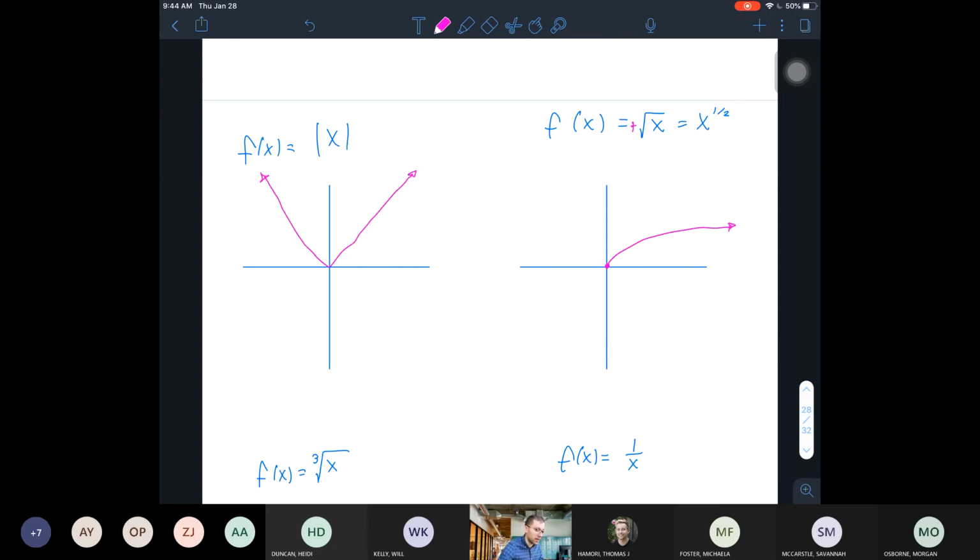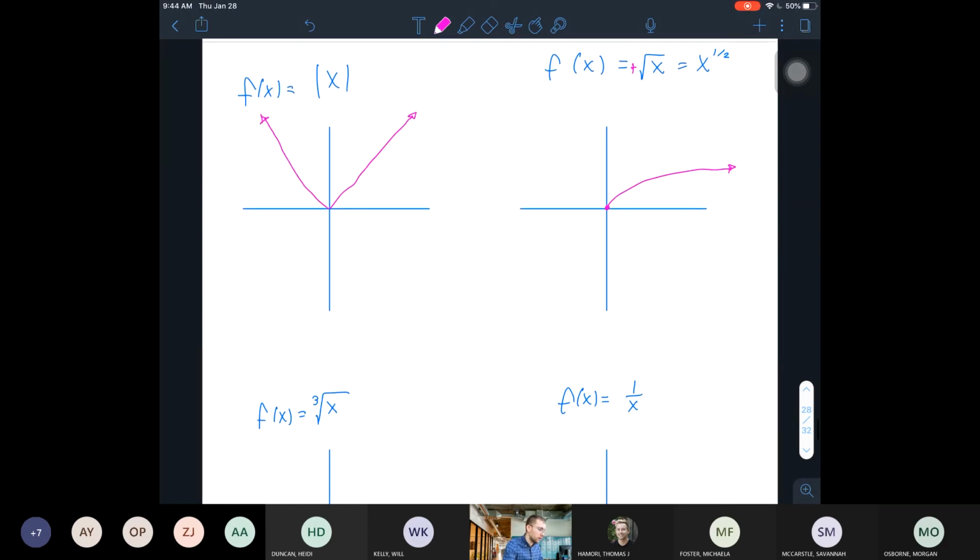If we took plus or minus, then we would get the whole parabola. But we don't want that because that wouldn't be a function. It wouldn't pass our vertical line test. Okay, so there's that.